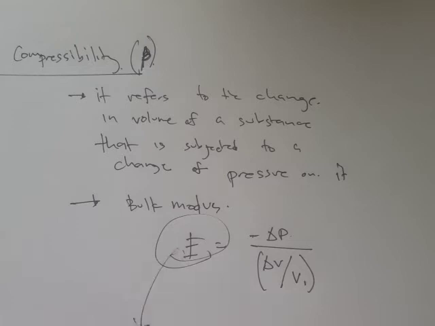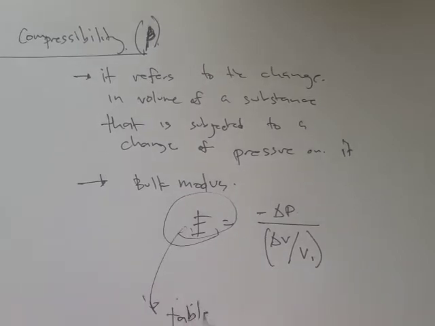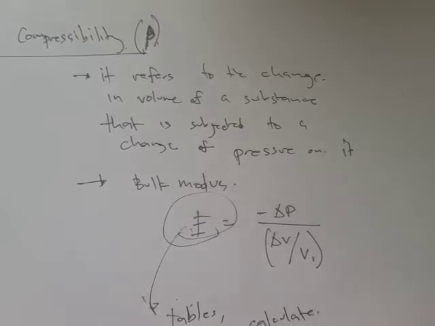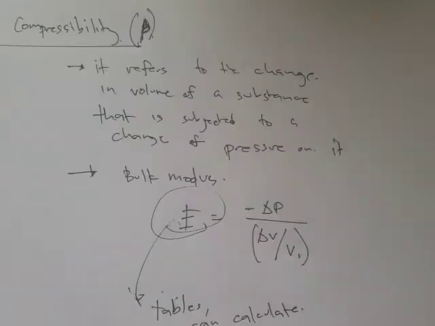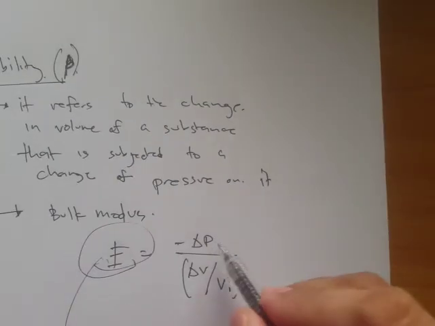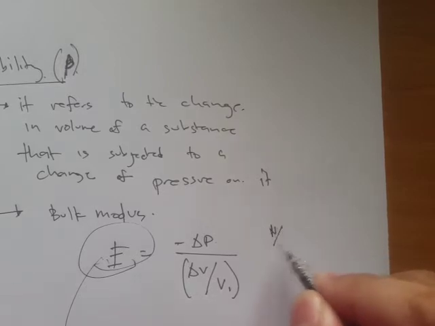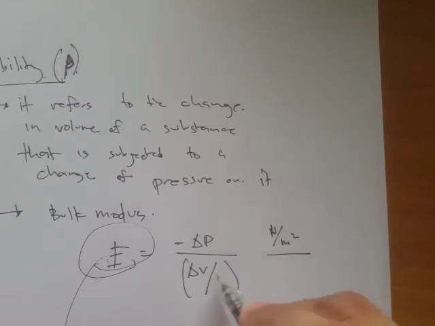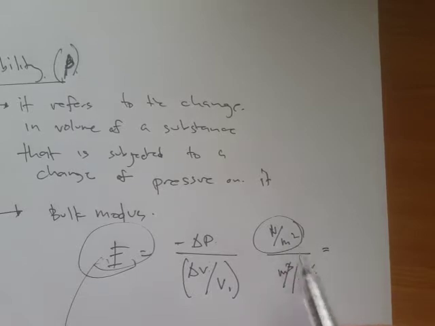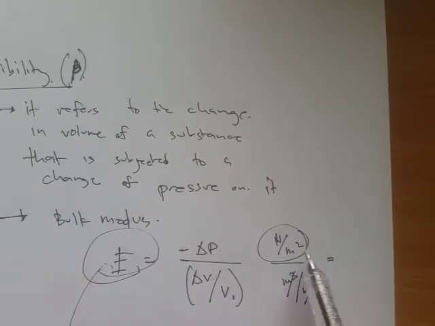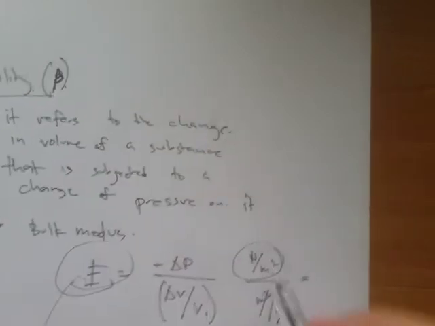Now, where can we find this? You can find this in tables and computations. We can calculate it if you'd like, if we have data. Since this is a pressure, that's in pascals, or Newton per meter squared, and this one, change in volume, is just meter cube divided by meter cube. So the unit is the same as the units for stress and pressure, Newton per meter squared or pascals.